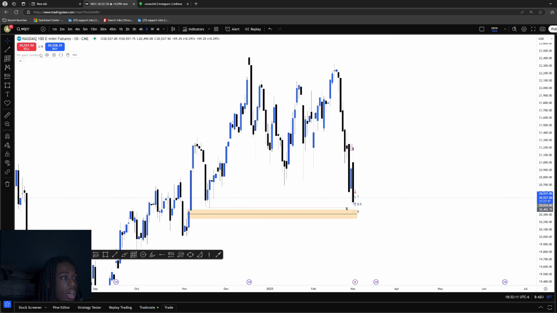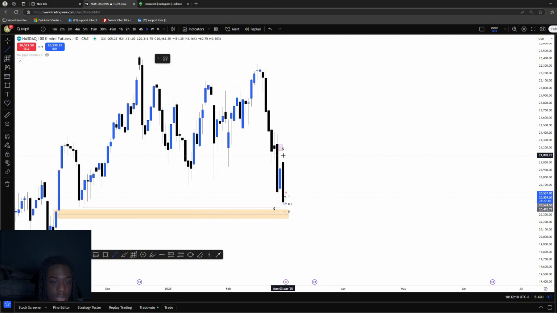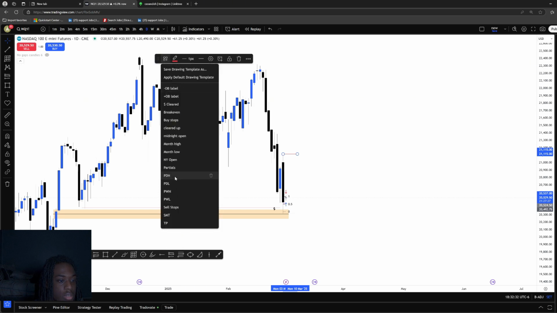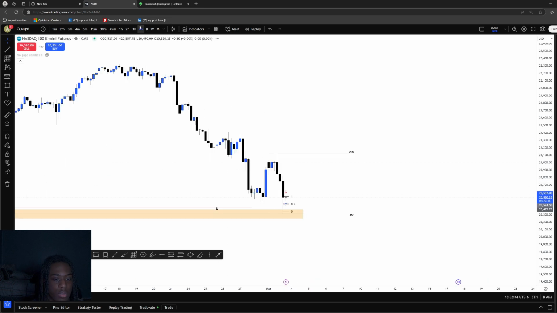So I like to also mark out my previous daily high and previous daily low. So this is the previous daily high right here. As you can see, previous day high, mark that out. And we got our previous day low, which is right here. Boom, mark that out.